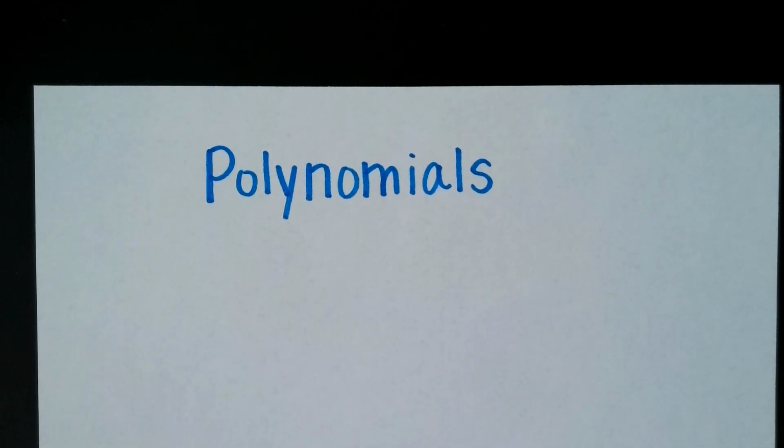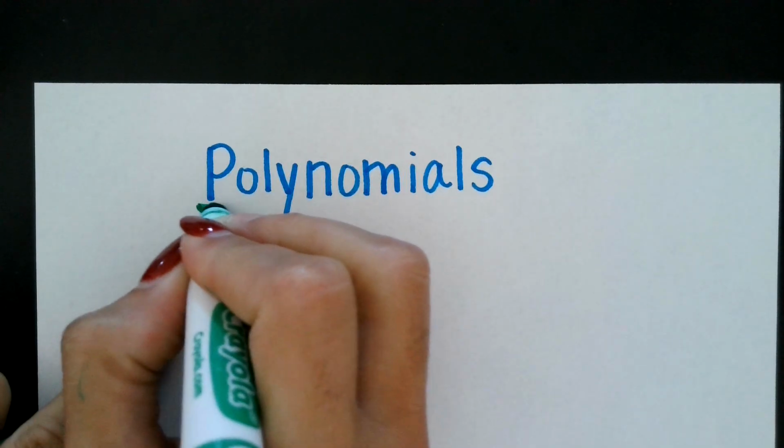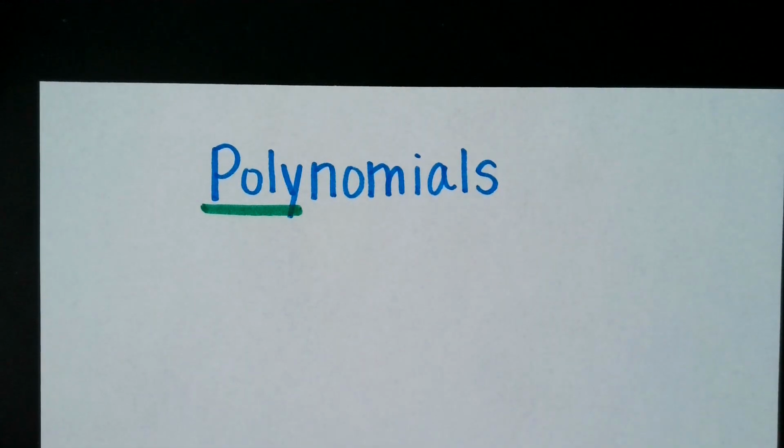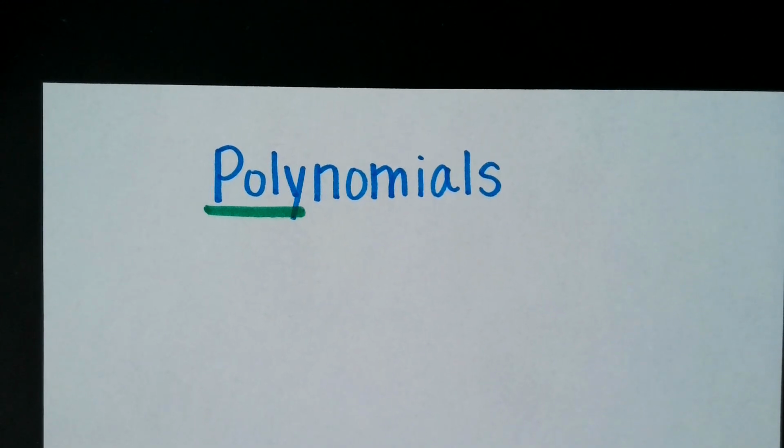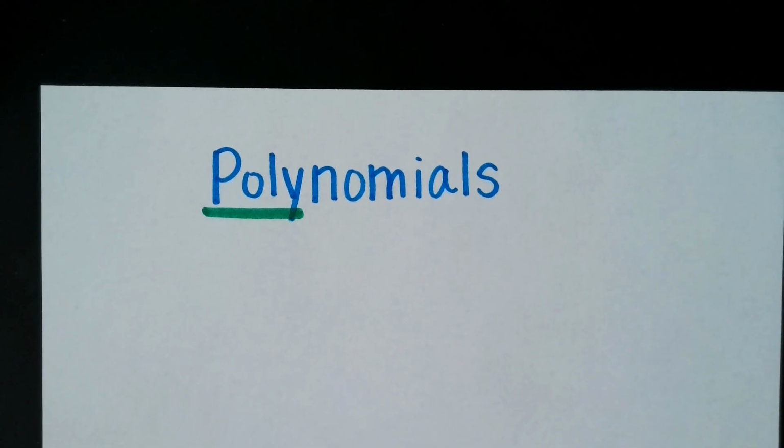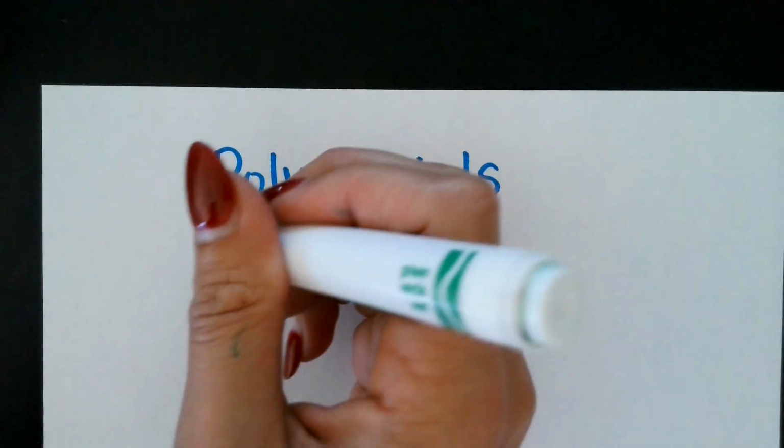All right. Okay, polynomials. So the word polynomial actually has a meaning in itself, right? Poly actually means many. It's a Latin-based root, or what do they call it? A prefix at the beginning. Poly means many.